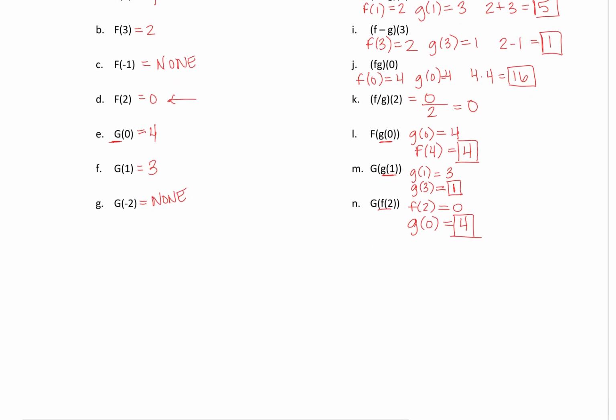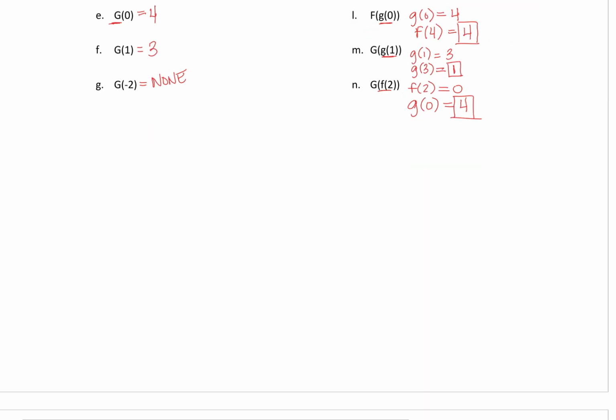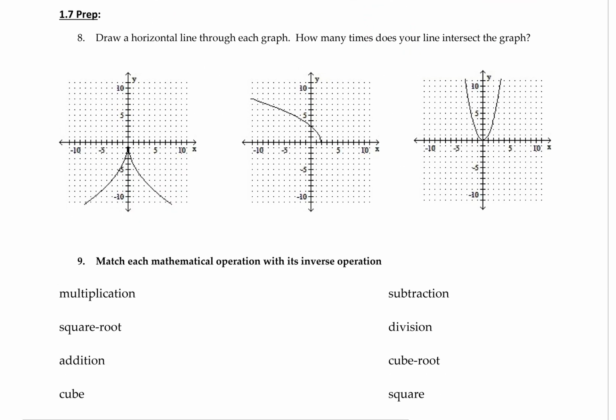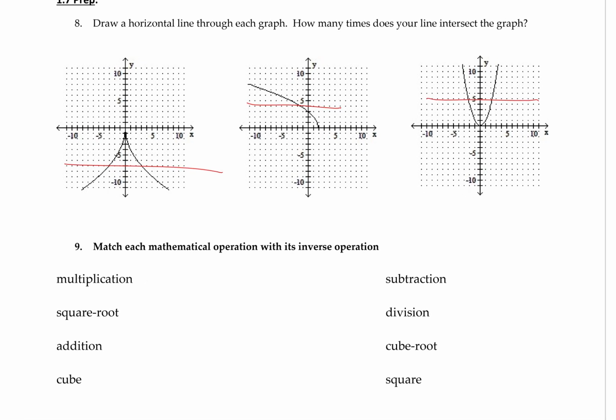All right, and finally, the very first thing that question 8 tells you to do is draw a horizontal line through each graph. All right, so really quickly, draw my horizontal line. I'm only going to draw one through my graph. Okay, notice when I draw a horizontal line, I notice it hits twice. It hits here and it hits here, meaning it hits 2 times on my graph.